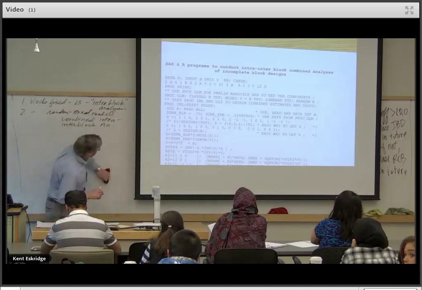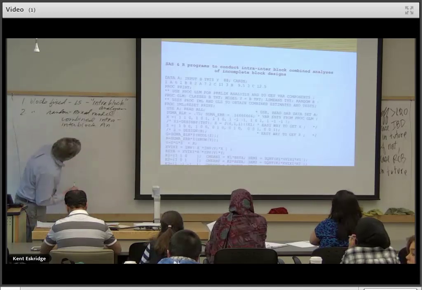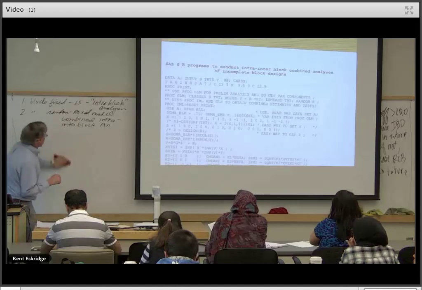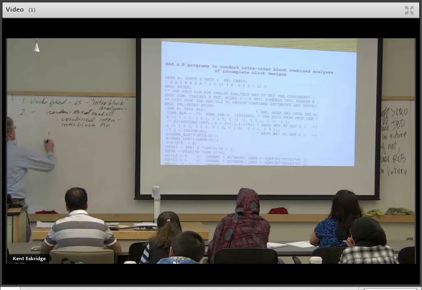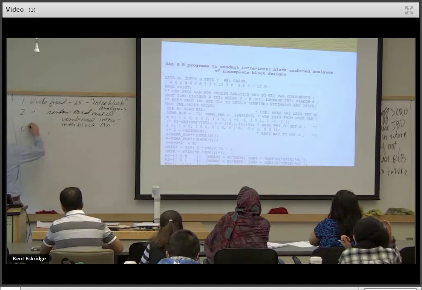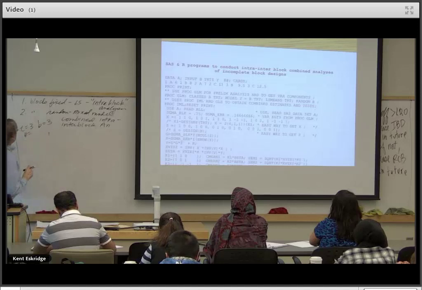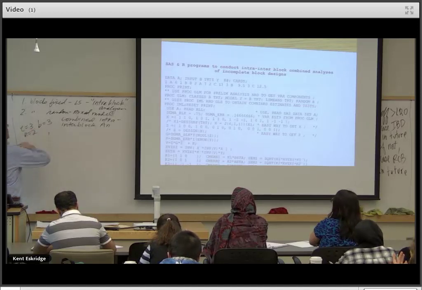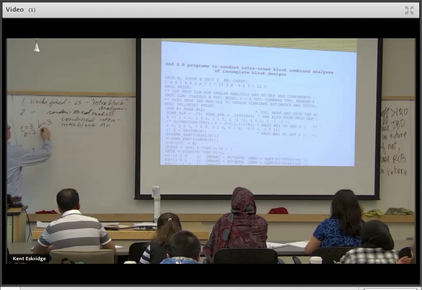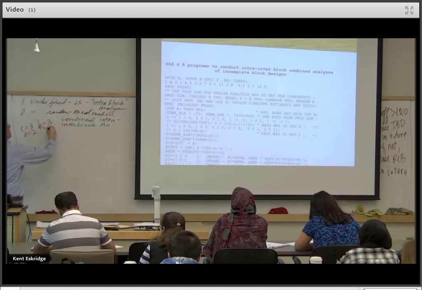I think I talked about this right at the beginning of this section on incomplete blocks. The simplest possible incomplete block design is where I have 3 treatments and 3 blocks, and the experimental unit per block is 2, and I'm going to have 2 replicates per treatment.